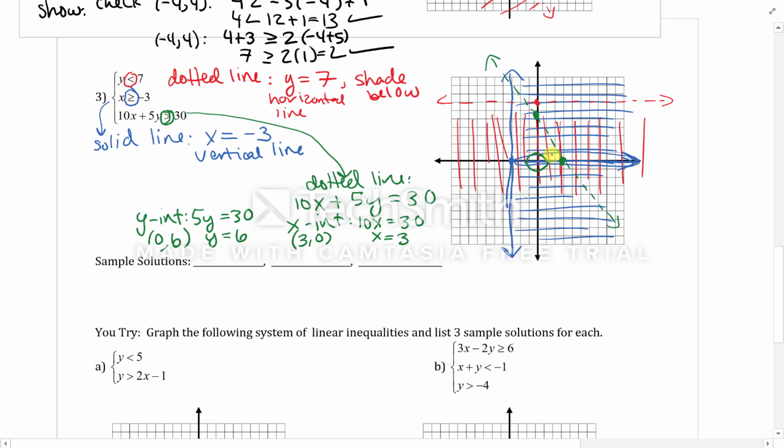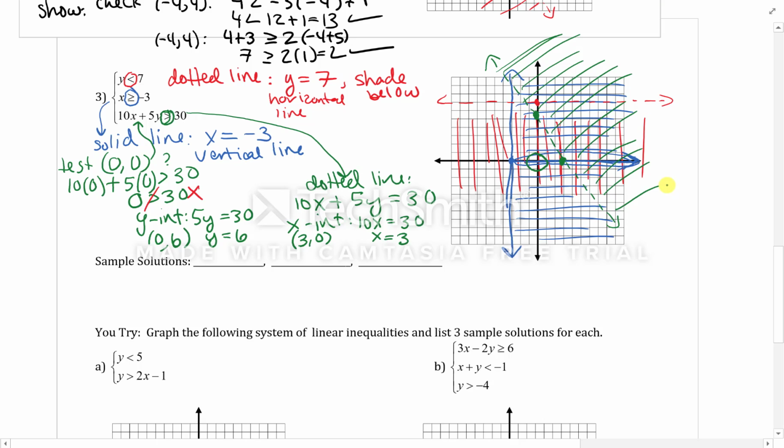That's the easiest point to pick if it's an option because it's really easy to plug in zeros. And I'm going to test the point 0, 0 with this inequality to see if it's a solution or not. That means I plug in 0 for x and y, and I check to see if that is greater than 30, but it's definitely not. That is definitely not a solution. 0 is not greater than 30, which means that this area right here where 0, 0 is not part of the solution set for this green dotted line. So actually I would need to shade on the other side.